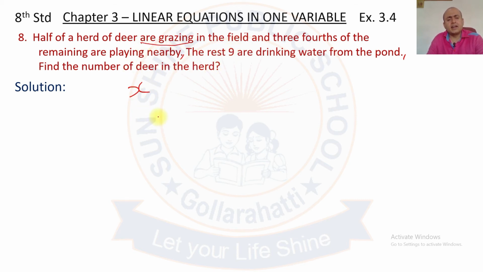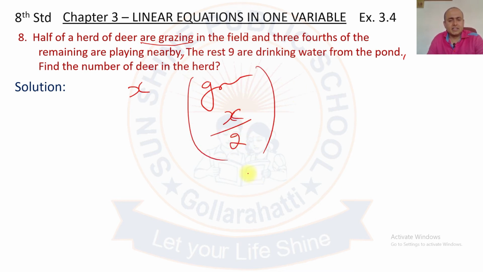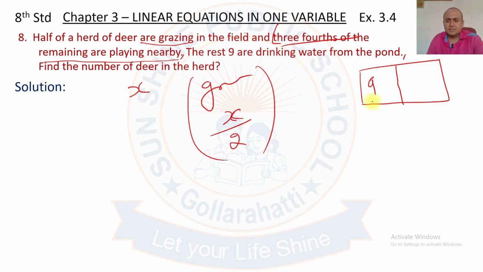And total deer x, and they have said half of the deer are grazing. So grazing deer are half, that is x by 2. If I divide the total deer by 2, I will get the half grazing deer. Next they have said 3/4 of the remaining are playing nearby. Here I am drawing a diagram and I am writing half of the deer are grazing. And in the remaining half, they have given 3/4 are playing and 9 are drinking the water in the pond.